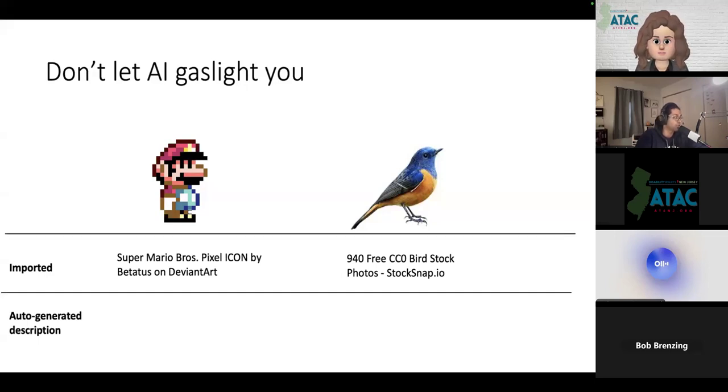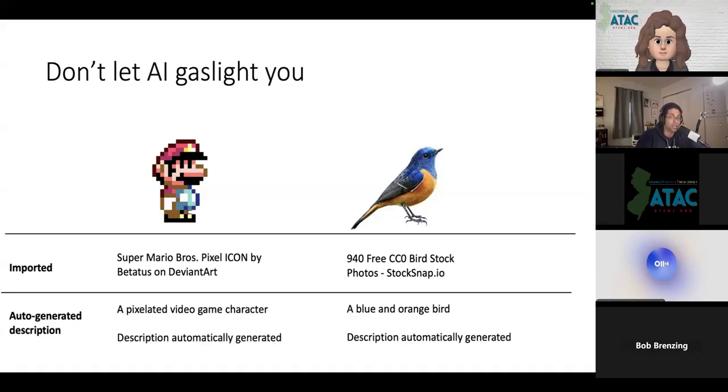A lot of these tools are now doing auto-generated image descriptions. So if you took a screenshot of this and just put it into PowerPoint, what it gave you was a pixelated video game character, which is pretty good. But what it doesn't do is provide any information about why that image itself exists or any context around that image, because it doesn't know.